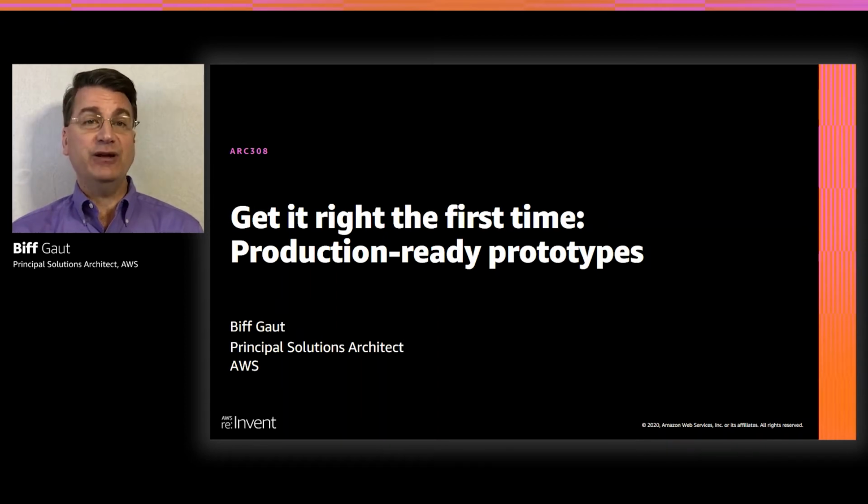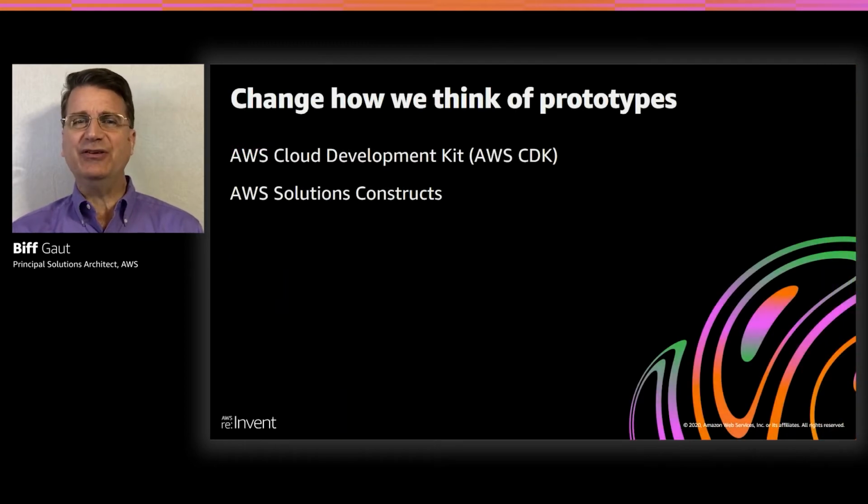Now this is a level 300 session, so for those of you who crave code, you will definitely be happy. How are we going to create prototypes that are more robust and more secure, and yet at the same time do it faster? We're going to accomplish this using two technologies, the AWS Cloud Development Kit, or the CDK, and the recently introduced AWS Solutions Constructs. Using these allows us to drastically change our expectations of prototypes, both how fast we can expect to generate them, and how complete we can expect them to be.